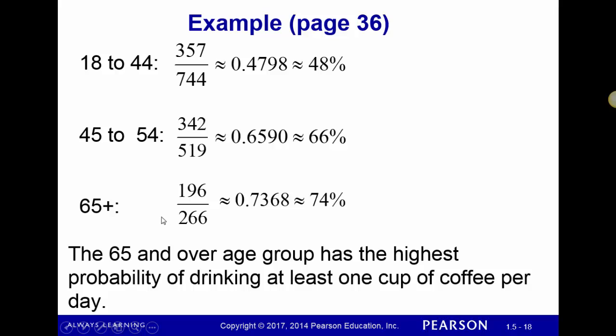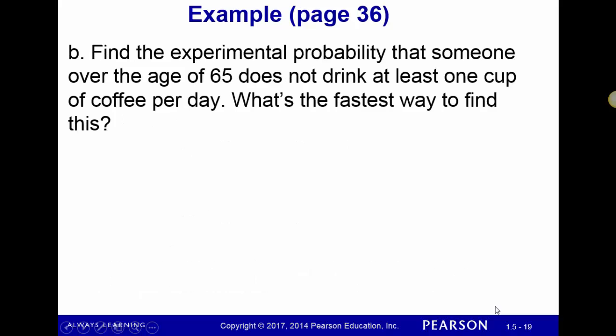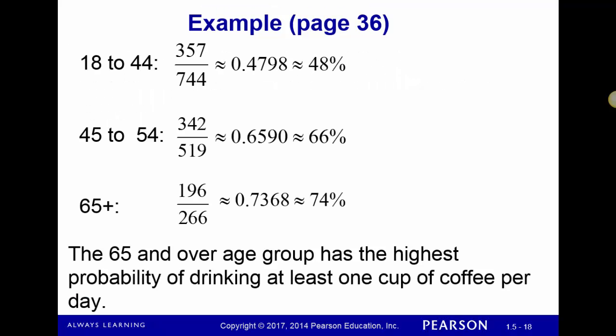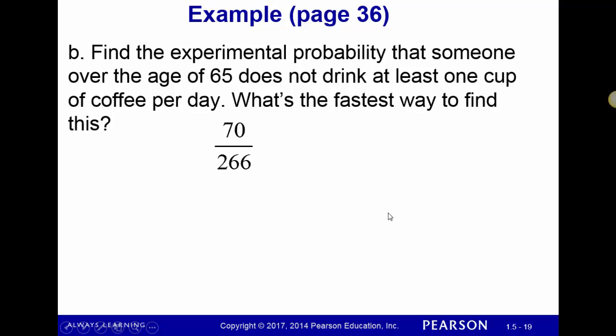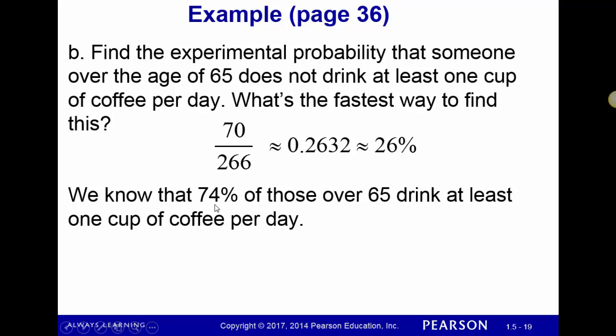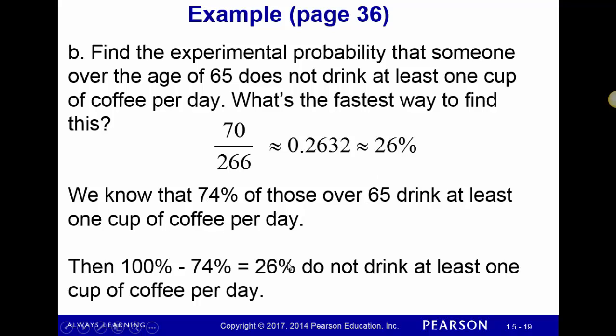So what can we say? We can say the 65 and older group has the highest probability of drinking at least 1 cup per day. Find the experimental probability someone over the age of 65 does not drink at least 1 cup per day. What's the fastest way to find that? If I flip back for a second, remember 74% drink at least 1 cup per day. So what percent don't drink 1 cup per day? I can look at the number in the little table I had. It was 70 over 266, or about 26%. But I also know 74% drink at least 1 cup. So if I subtract that from 100, I also get the 26%, the remainder of that group, that don't drink at least 1 cup per day. So 2 different ways to calculate that answer.